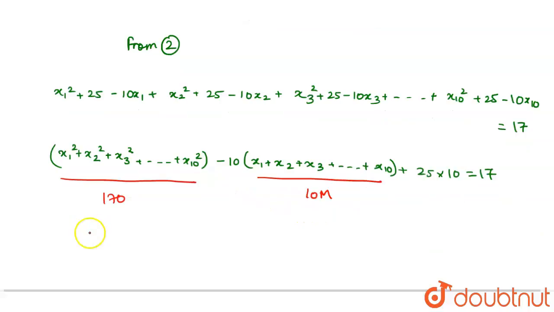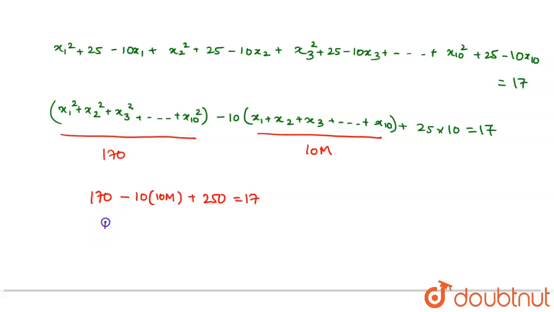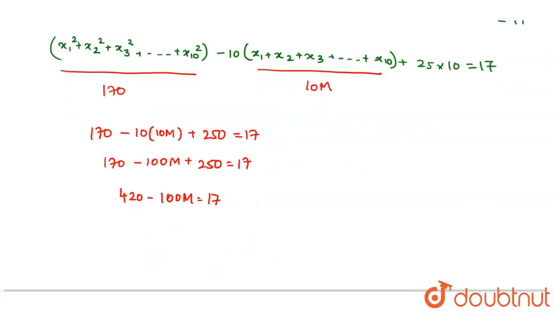So can I find the value? Yes. So this would be 170 minus 10 into 10m plus 25 times 10 is 250 is equal to 17. So this would be 170 minus 100m plus 250 is equal to 17. So this would be 250 plus 170, that is 420. So this would be 420 minus 100m is equal to 17. So transpose onto the RHS the constant. So this would be 17 minus 420 is minus 403. So minus 100m is equal to minus 403.